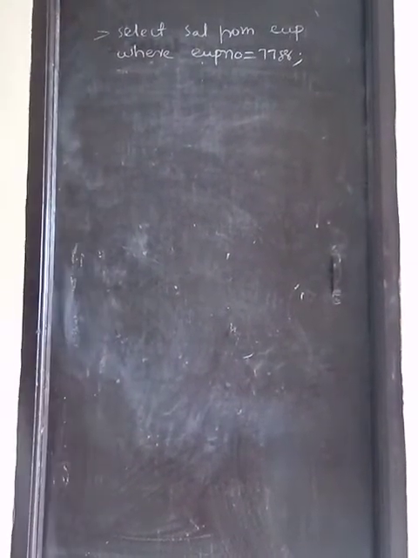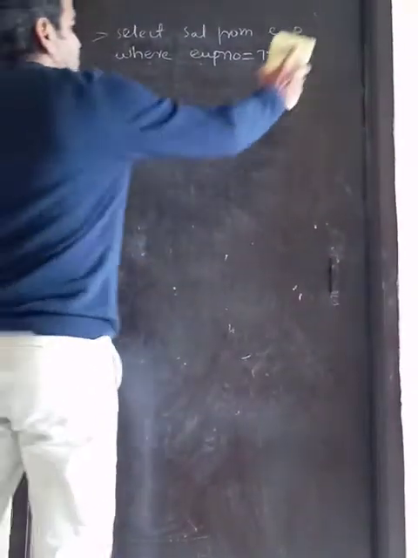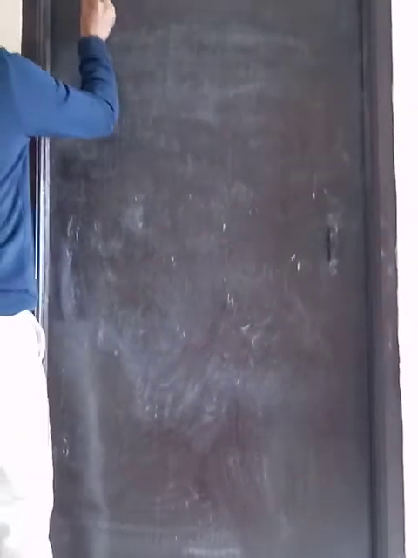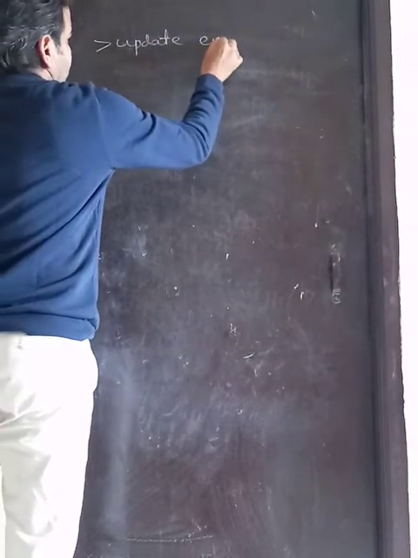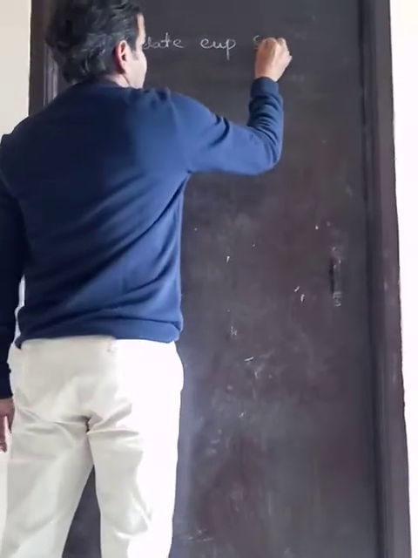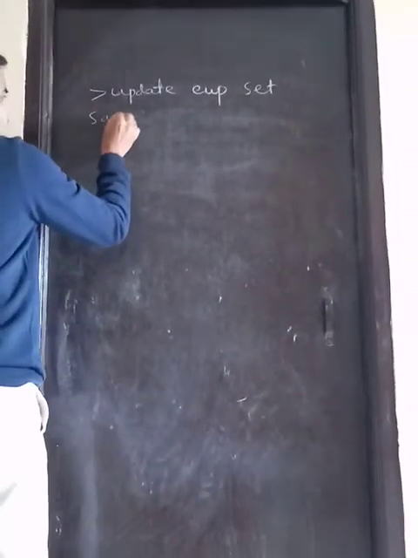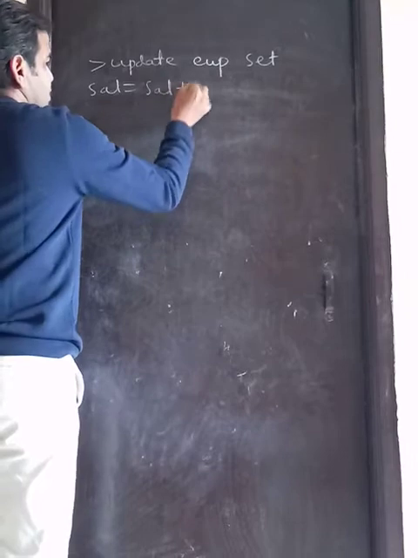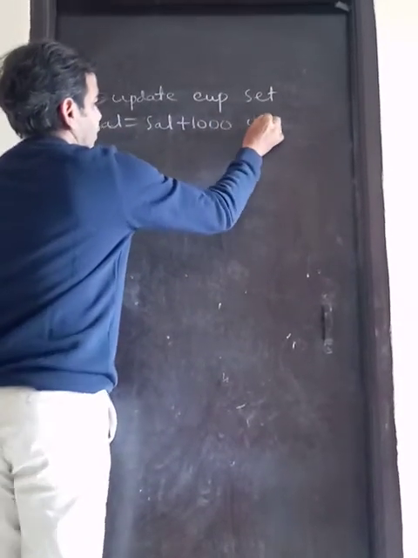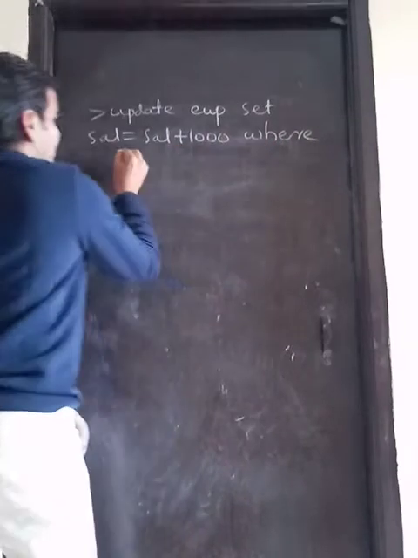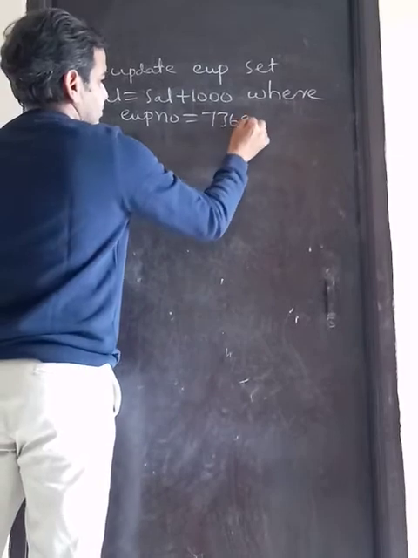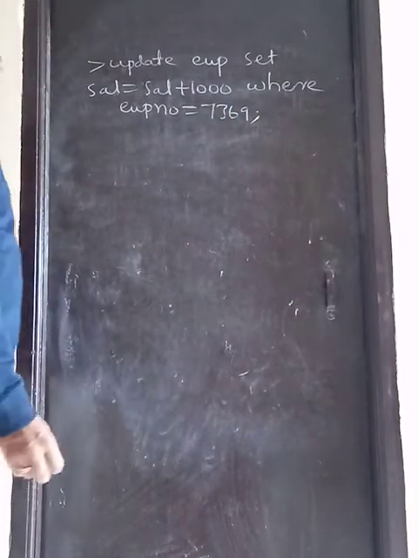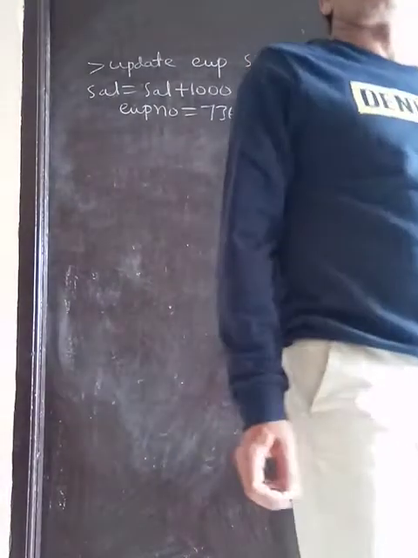First of all we will see updating. Update employee set salary is equal to salary plus 1000 where employee number equal to 7369. That is SQL. This same update command will be performed in PL/SQL.